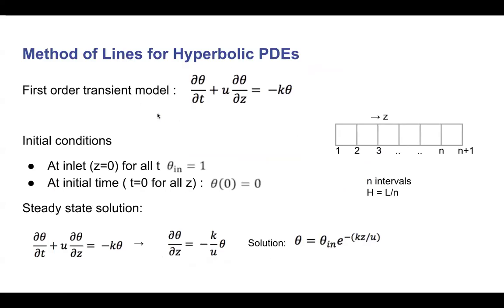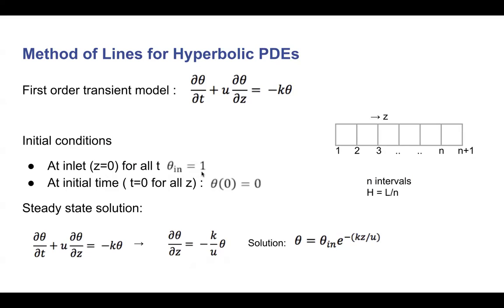Now coming back to this question, you have first order with respect to time and first order with respect to position. So how many conditions do you need? You need one condition with respect to time and one condition with respect to position. That's exactly what is happening here. We have at z equal to 0, that is at the starting of the rod, the initial theta value is equal to 1.